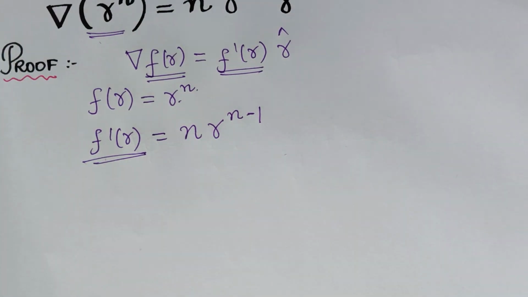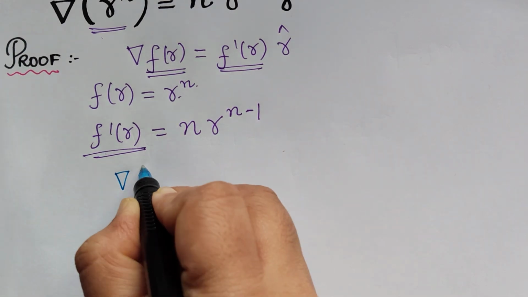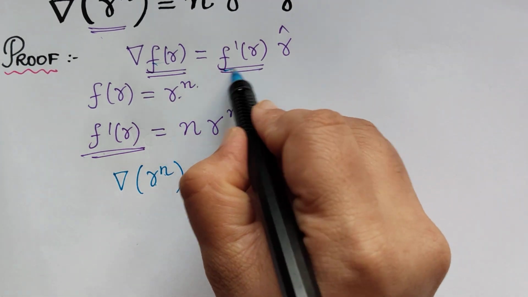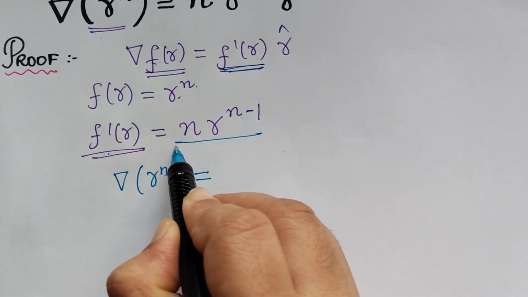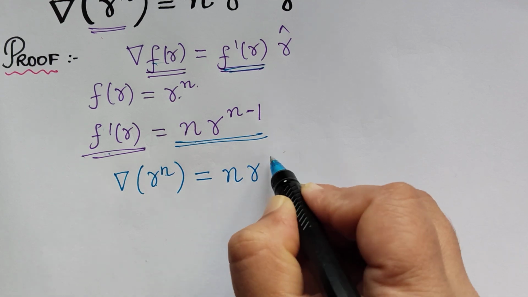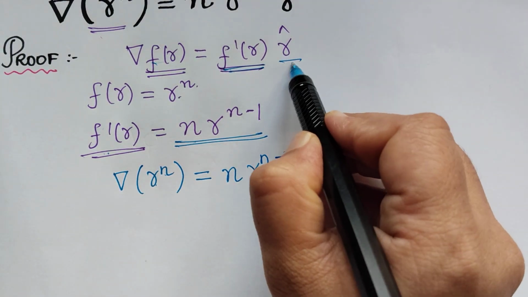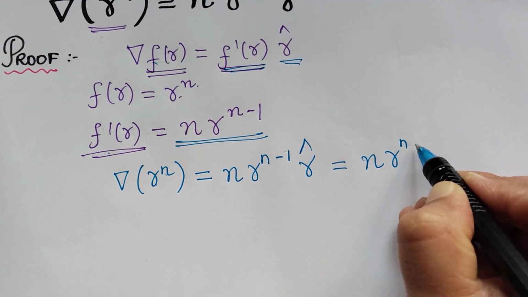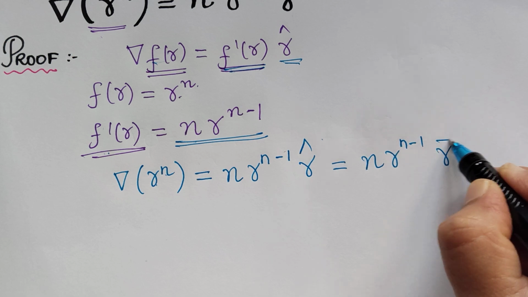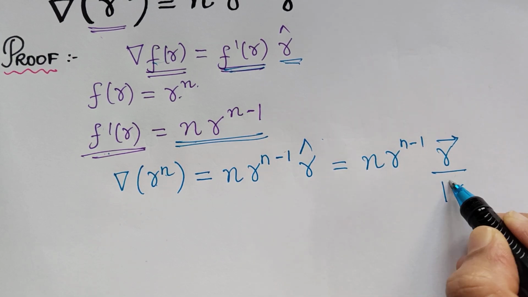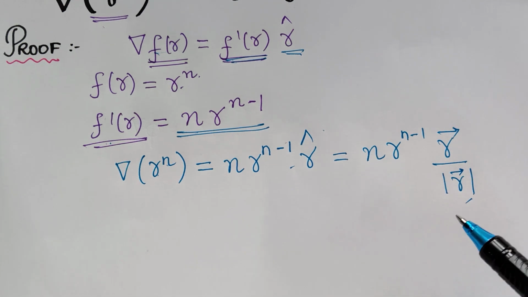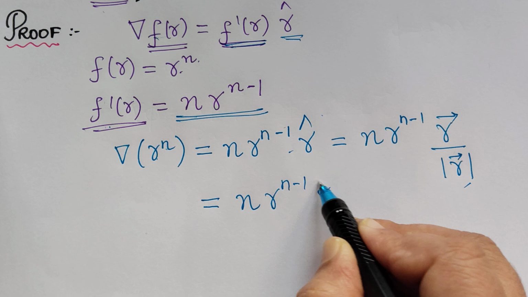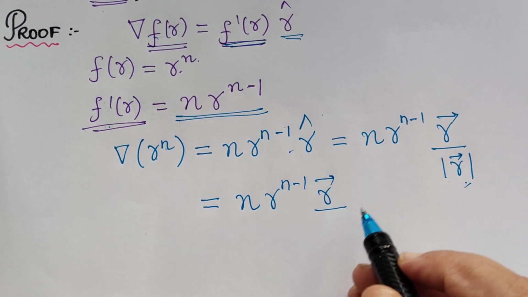So what we will be getting is nabla r power n is equal to f dash of r, which is n r power n minus 1, multiplied with r cap. What is r cap? R vector divided by modulus of r vector, by the definition of r cap, the unit vector. And that will be equal to n r power n minus 1 r vector divided by, what is modulus of r vector? It is r.